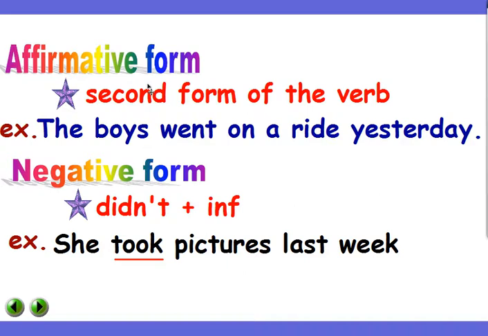We will have the affirmative and negative form of the past. First, we start with the affirmative form. What is the affirmative form of the past? In the affirmative sentence, we come with the second form of the verb, the verb in the past simple tense. For example, here, the boys went on a ride yesterday. Here, yesterday refers to the past.